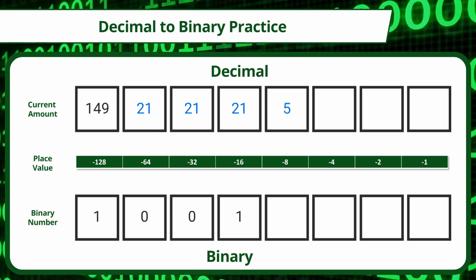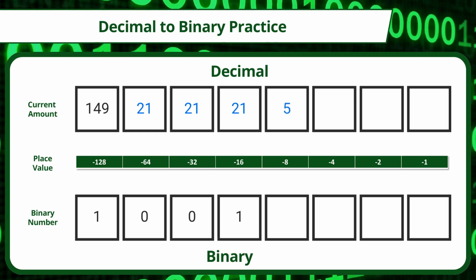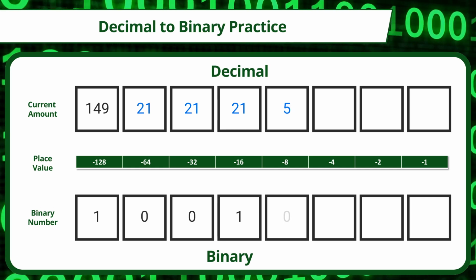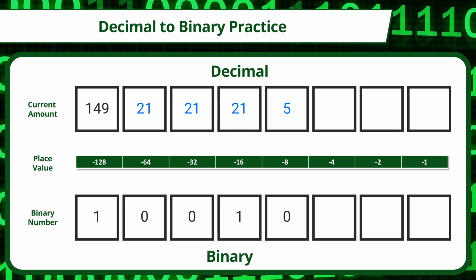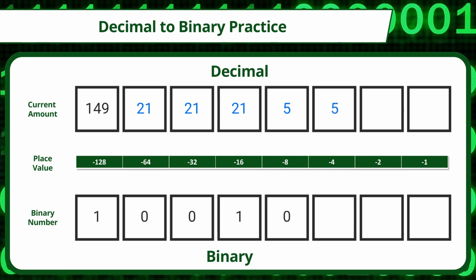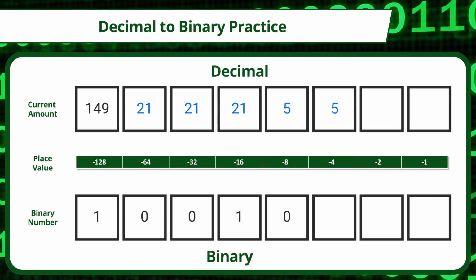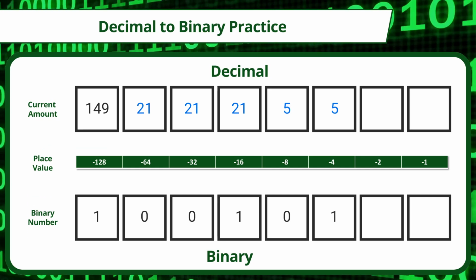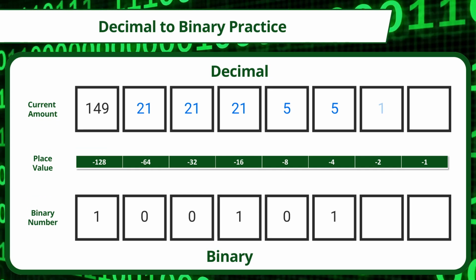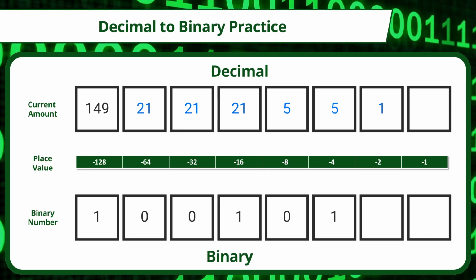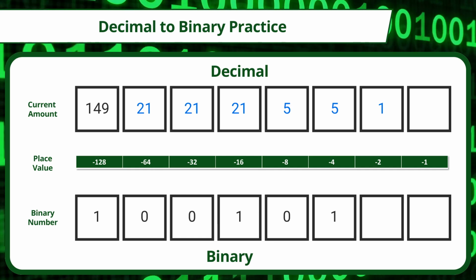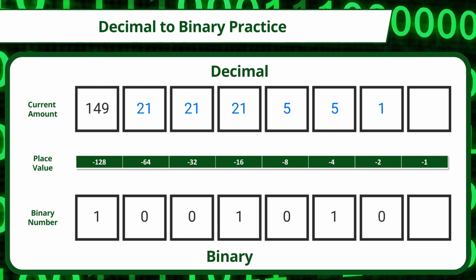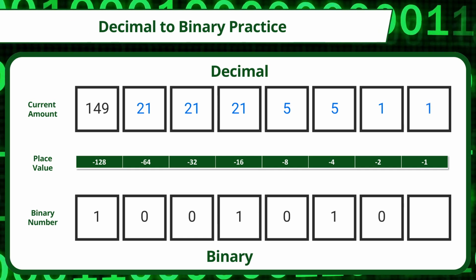Next is 8. So we ask, can 8 fit into 5? Nope, it cannot. Therefore, we drop in a 0 and carry over our current amount of 5 to the next column. Now we compare our current amount against 4 and find out 4 does fit into 5. So we record a 1, subtract 4, and now we have 1 as our current amount. Next, the 2's place. Can 2 fit into 1? Nope. This results in a 0 being recorded in the bottom row. And we carry the 1 to our last column.